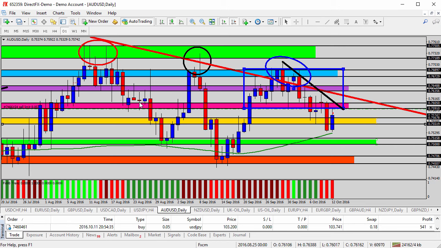Over here, it was support. Over here, left-hand side of the chart, it was support. Even on the far left-hand side of the chart, we can see resistance into that pink zone. So that's what I'm looking at today.